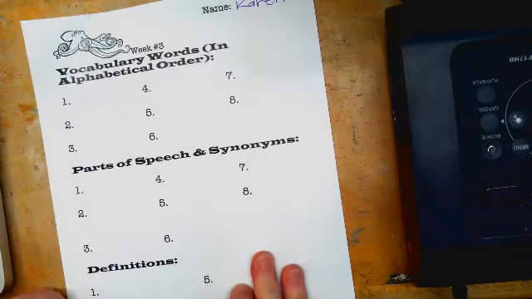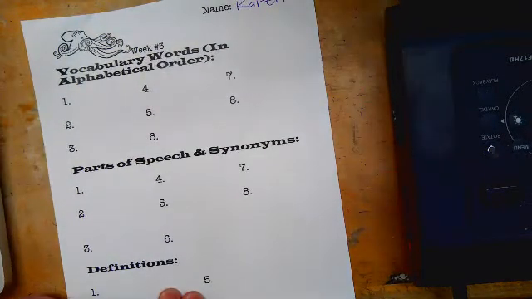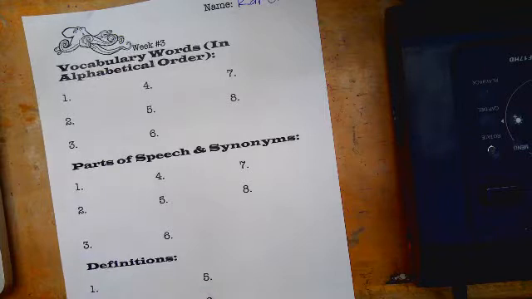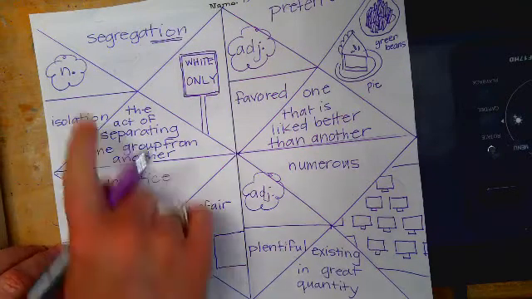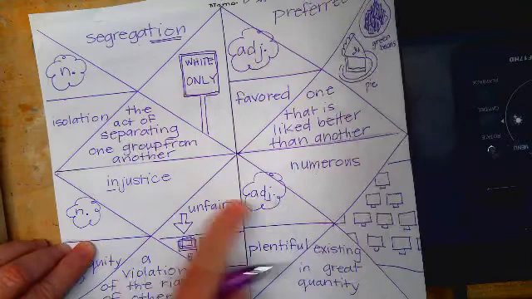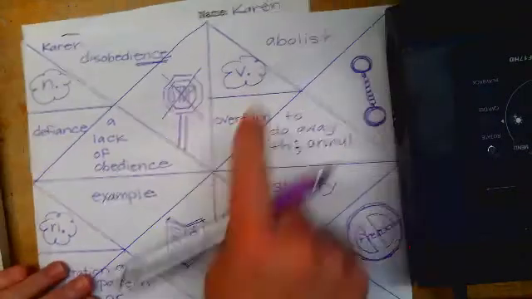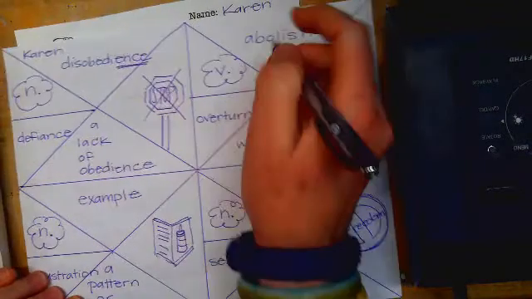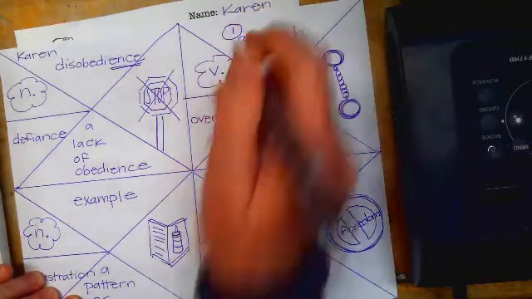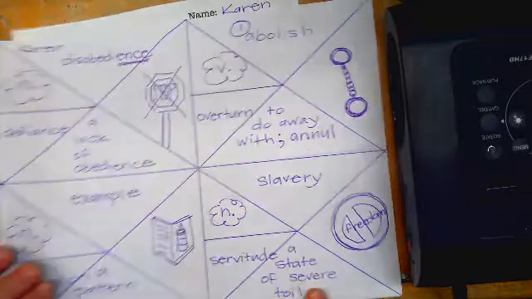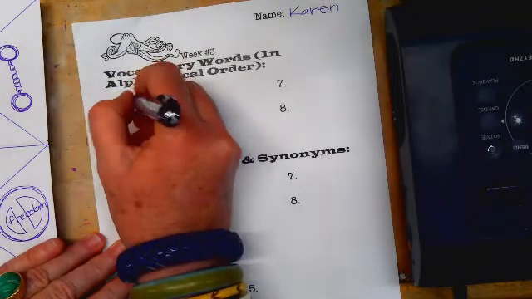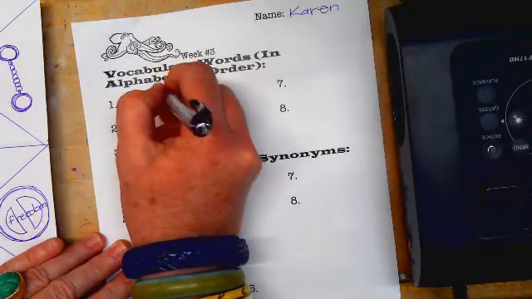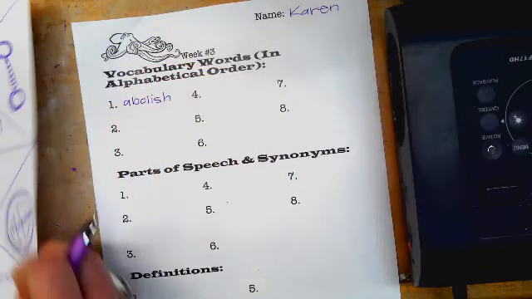And then I have to put the words into alphabetical order. So I'm going to do that on my diamond. I have an I, an S, a P, and an N. On this side, I have a D, an A. So I know that abolish is going to be number 1, right? So I'm going to write abolish right here because it starts with an A.